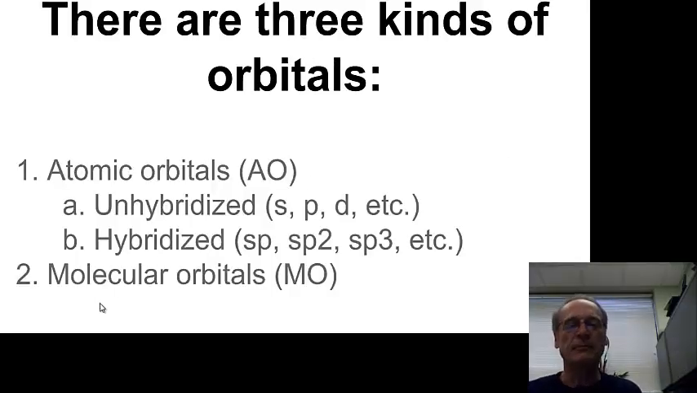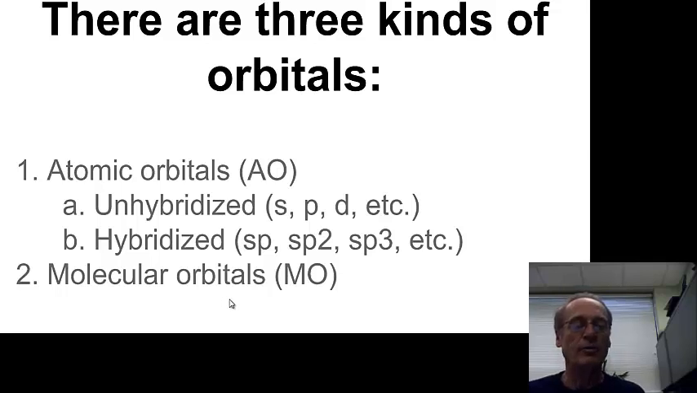So let's talk about the kinds of orbitals. First of all, there are atomic orbitals and molecular orbitals. Atomic orbitals are located on a particular atom, as it makes sense because it's called an atomic orbital, and molecular orbitals are smeared out over 2 or more atoms, so they're called molecular orbitals. We won't spend much time with molecular orbitals in this particular lecture today.